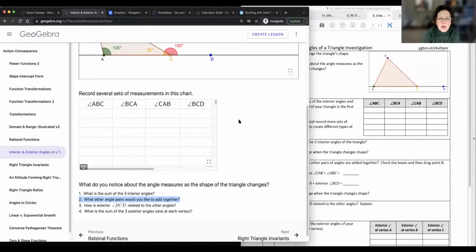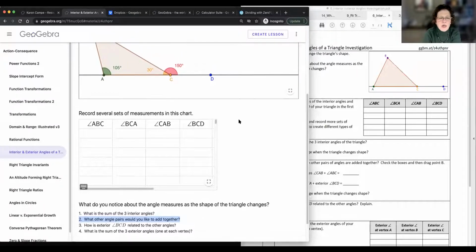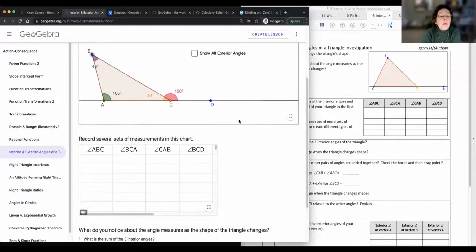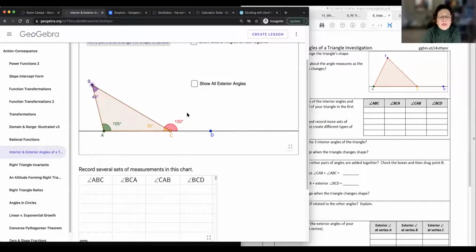I say, take a look at your chart. Do you see any pairs in your chart that add up to interesting numbers? And so there's 2 different pairs that add up to interesting numbers. One of them is this adjacent interior and the exterior angle. And the other pair that adds up interestingly is the two remote interior angles. They add up to the exterior angle.